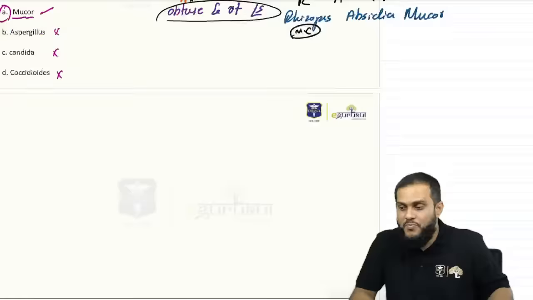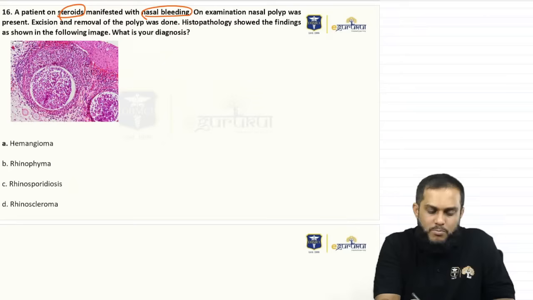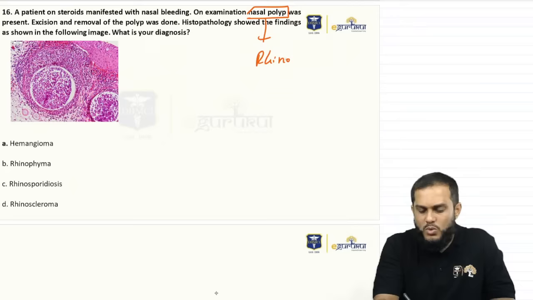Moving to the next question. A patient on steroids manifested with nasal bleeding, and on examination, nasal polyp. Remove everything else: in the entire microbiology, that is in infectious diseases, nasal polyp you see in only one disease, rhinosporidiosis, which is caused by Rhinosporidium seeberi.